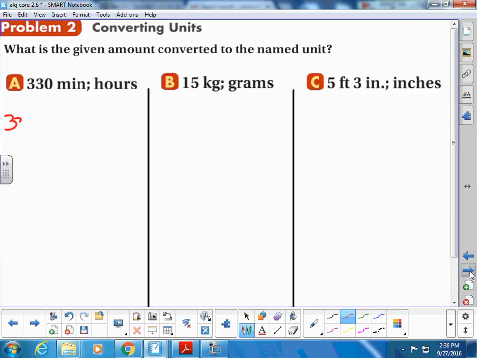330 minutes, and I need to get to hours. So I have minutes. I know I need minutes down here and hours up here. So there's 60 minutes in 1 hour. So I can cross off my minutes. I will be in hours, so I need to take 330 in the numerator divided by 60 in the denominator, and I get 5.5 hours.